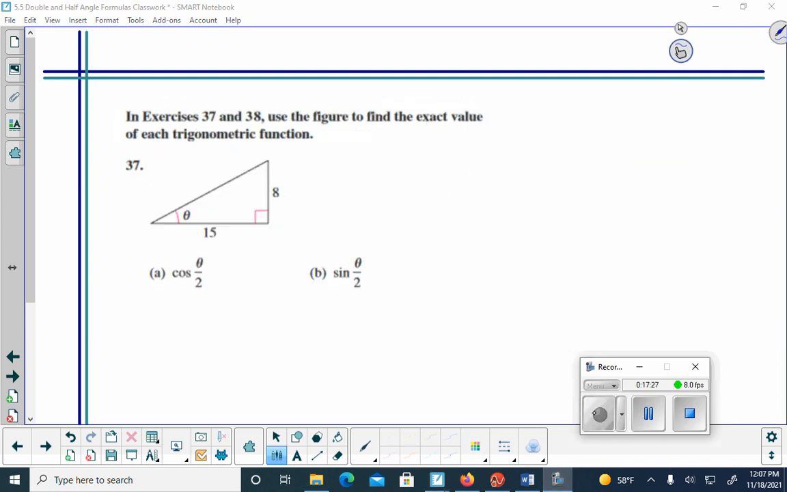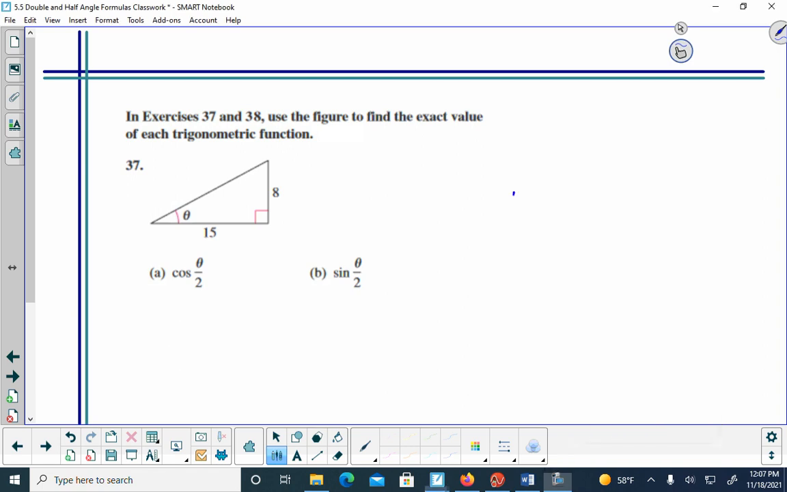Okay, this one, I know I'm using my half angles because I have cosine of theta over 2. So I'm doing the Pythagorean theorem to find that missing side. If I do 15 squared plus 8 squared equals my hypotenuse squared, I believe that ends up being 17. So if you're looking at the half angle formulas, the only thing you need is the cosine of u. You do not need to know the sine.